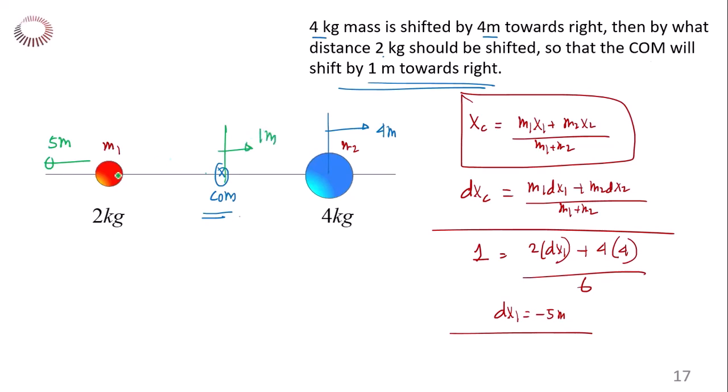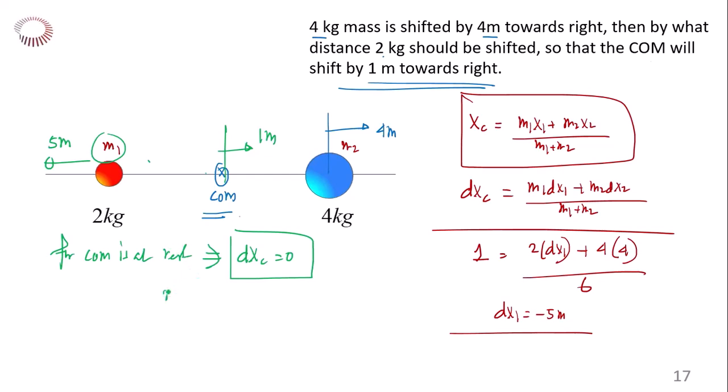Now, in the same question, if I ask to calculate the shifting of M1 so that there is no shift of the center of mass, that means the center of mass is at rest. In this situation, dxc should be equal to 0. That means m1 into dx1 plus m2 into dx2 should be equal to 0. So 2 into dx1 plus 16 should be equal to 0. That means dx1 should be equal to minus 8 meter.